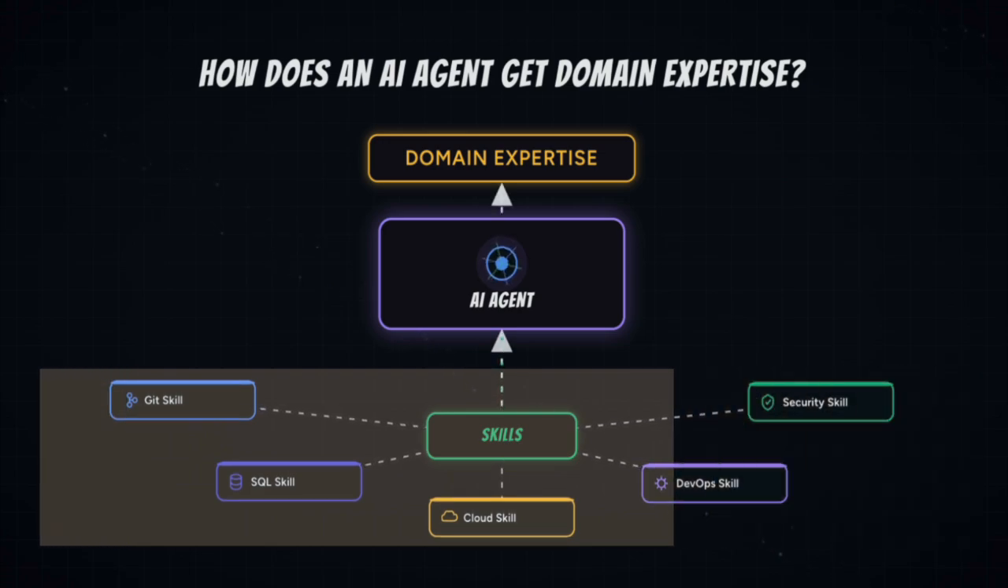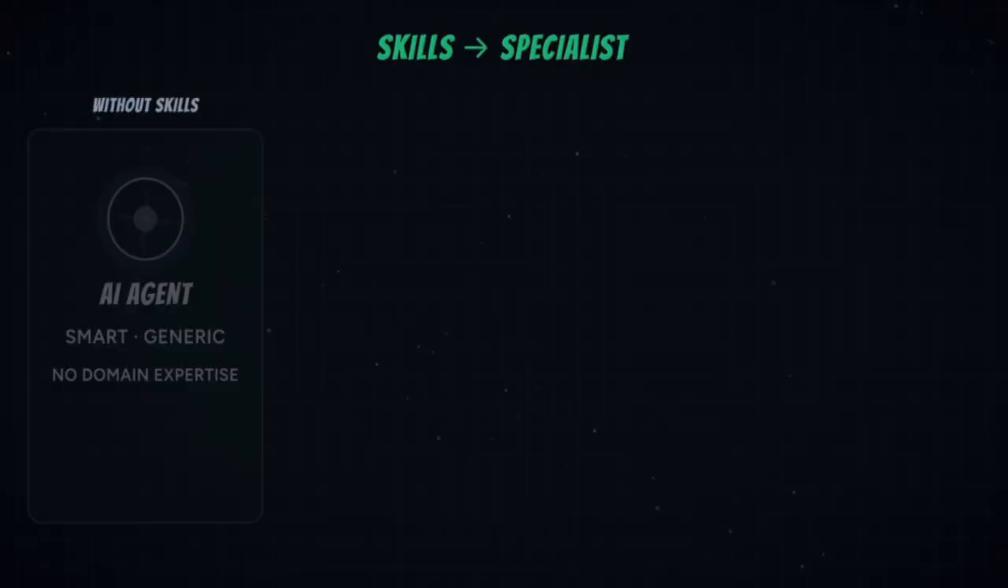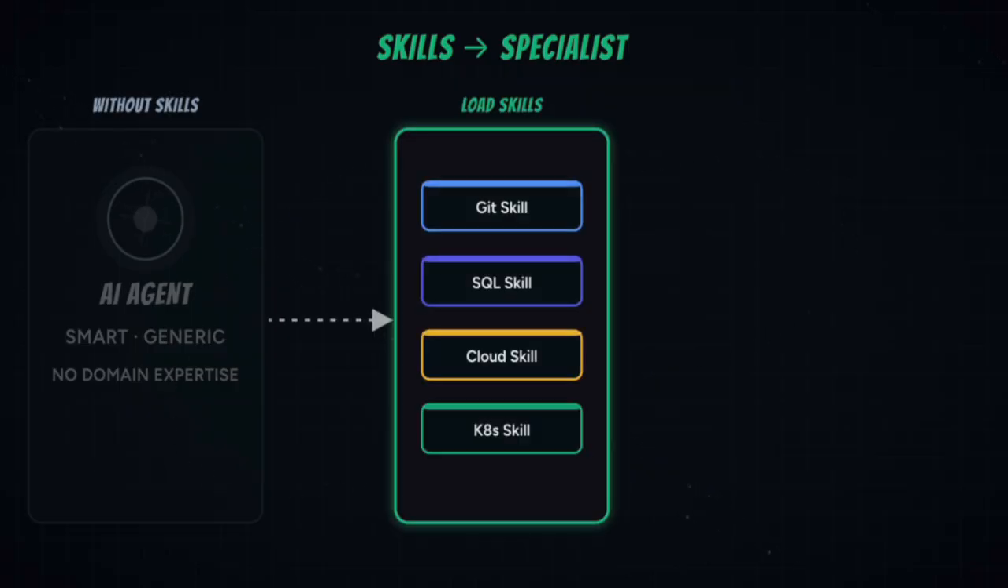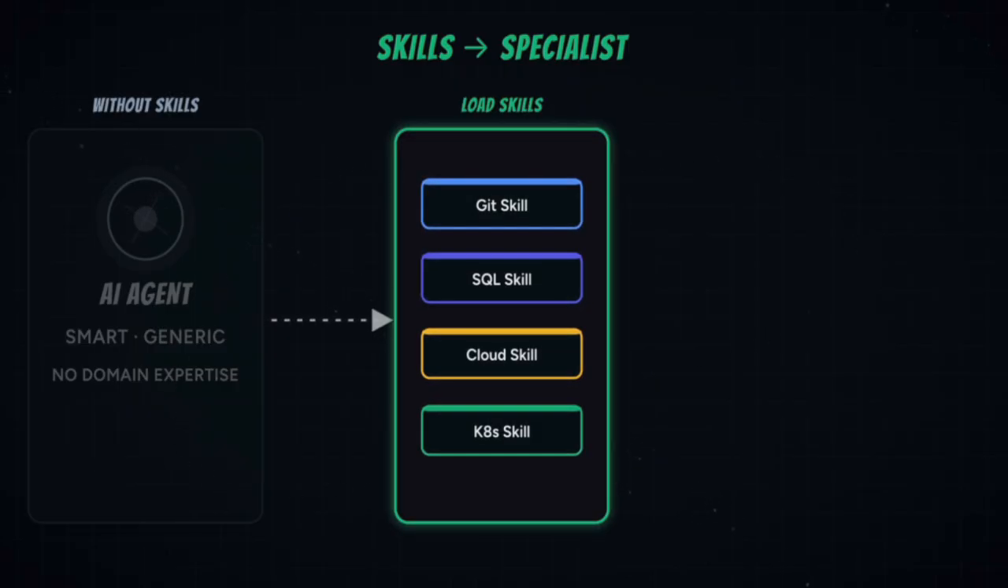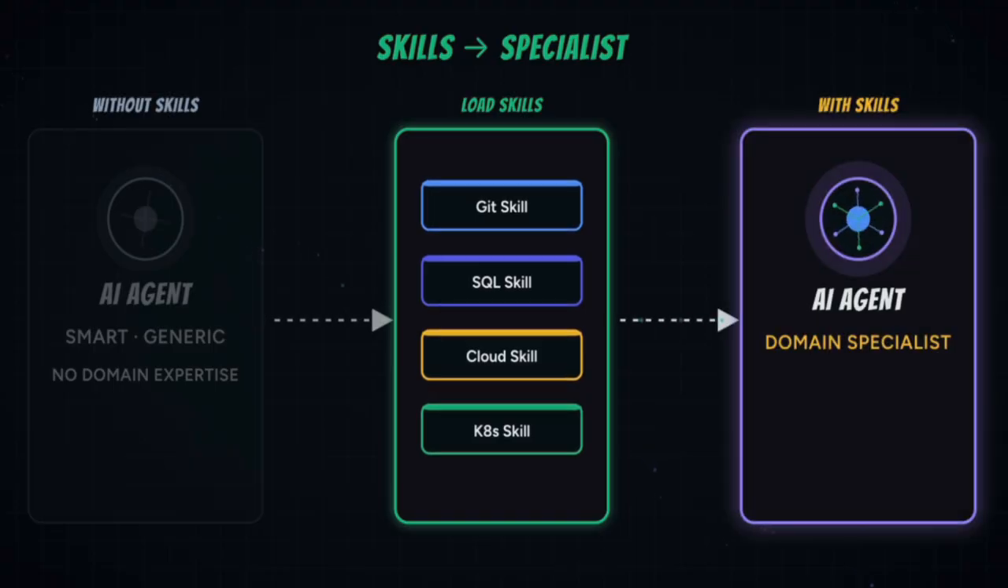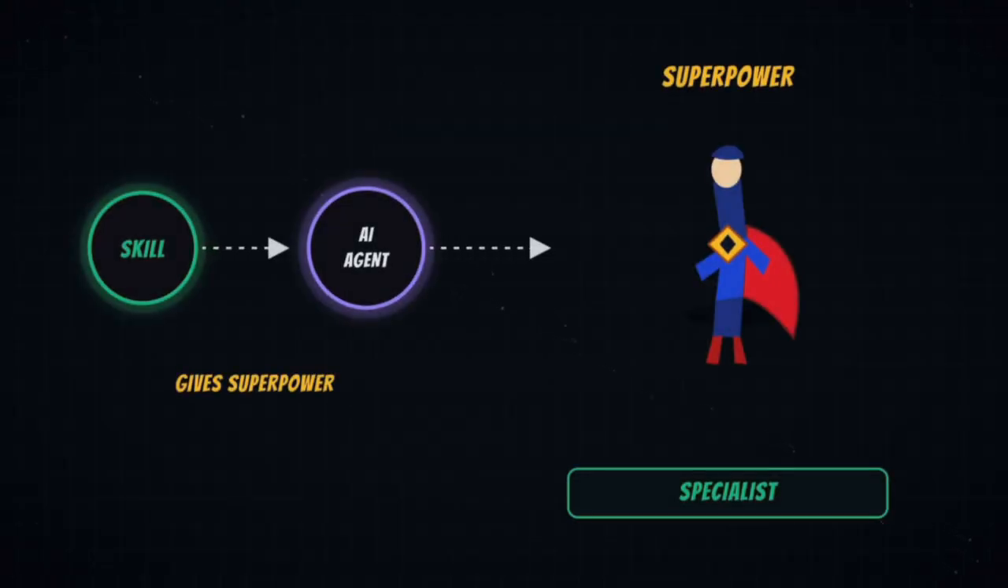Now I wanted to tell you that skills make an AI agent a specialist. Without skills, AI agents are smart because they have the LLM built in, right? But they are very generic and they don't have any domain expertise. But when they load skills, like when they want to do something with Git or SQL or cloud or Kubernetes, they load that specific skill and become a domain specialist, right? So we can say a skill gives an AI agent a superpower and it becomes a specialist.